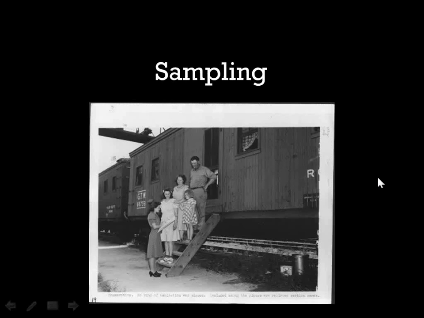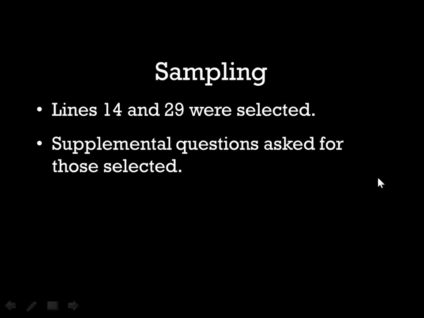Now, sampling. Sampling was used for the first time in the 1940 U.S. Census. If you don't know what sampling is, it is still used in the census and has been expanded.